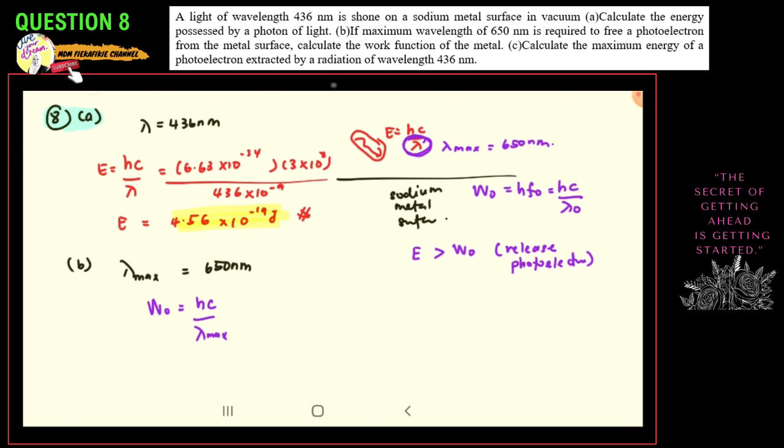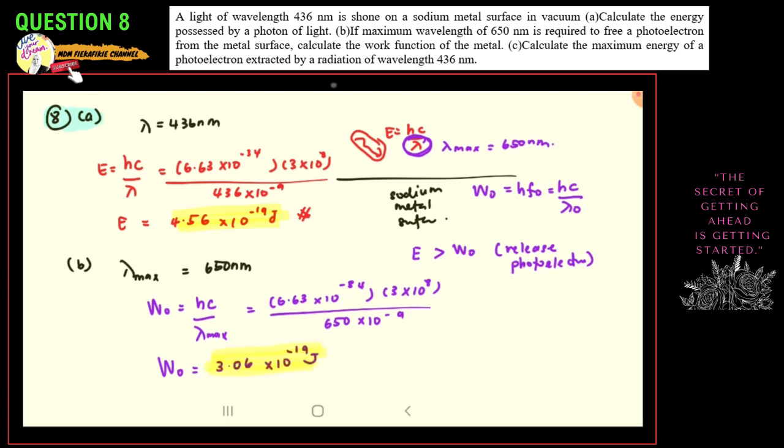Sebab kita nak tengok berapa nilai work function tu. Sebab dia dah kata lambda maksimum adalah berapa yang kat sini tadi. So, ini lambda maksimum. So, maknanya work function tu kita samakanlah. Okay. So, it's equal to 6.63 exponent negative 34 C over 650 times 10 power of negative 9. So in this case, let's say the work function is 3.06 exponent negative 19 joule. Okay, so ini jawapannya lah.